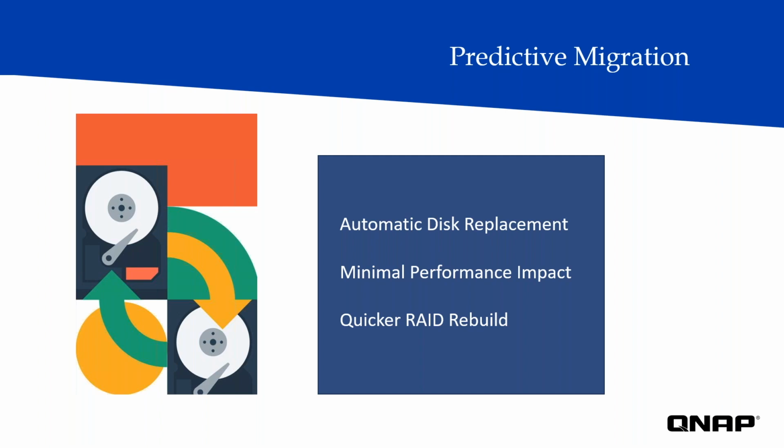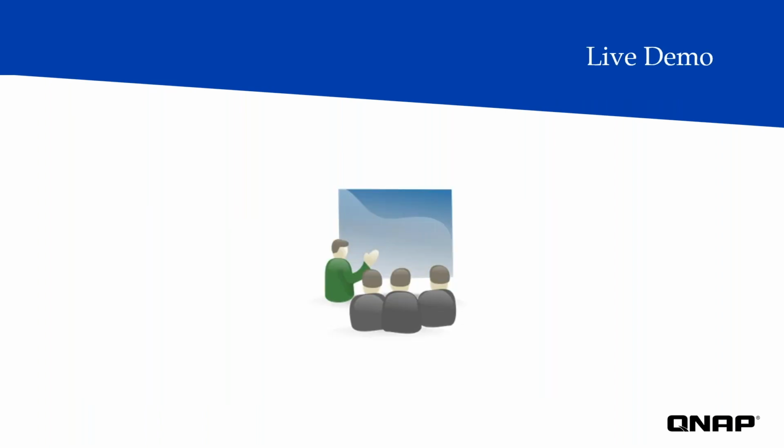The older process would require all the blocks to be rebuilt when RAID recovery is needed. However, with predictive migration, only the blocks with data are required to be rebuilt. And because of this, the NAS performance is less impacted during the RAID rebuild process, and the data will be rebuilt quicker. So with that, we're going to hand things off to Deval, and he's going to give us a live demo, and we'll be able to see some of the new features of 5.1.